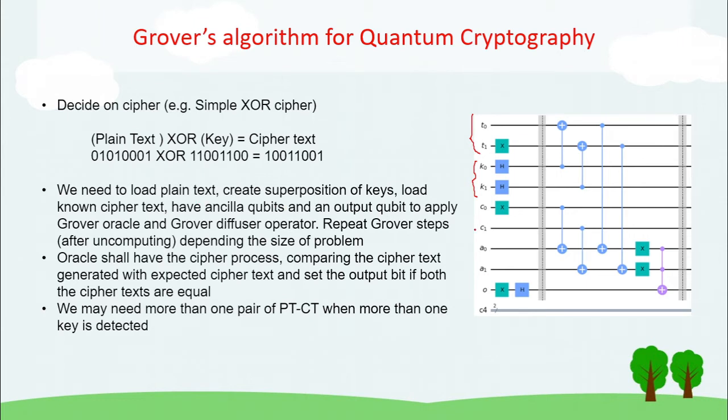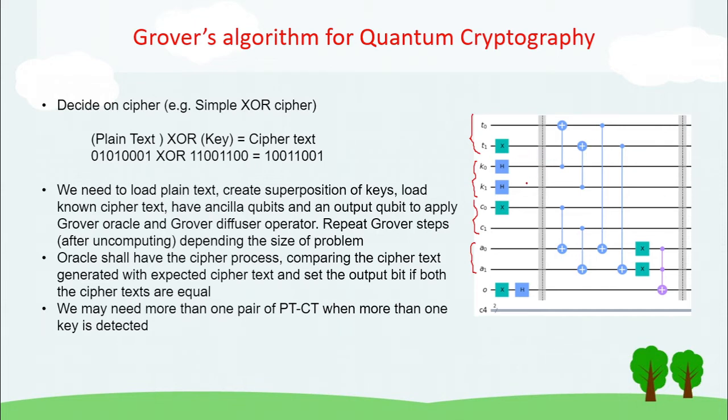Load known ciphertext. So this is known ciphertext. Then I have some ancilla bits to compare the known ciphertext with generated ciphertext. Okay, we will be applying Grover oracle, Grover diffuser operator, and then we'll repeat the process after doing some uncomputing. We will see later, depending on the size of the problem. I mean, the repetition is purely dependent on the size of the problem. So we need to build the oracle. So this is the oracle, whatever you see here.